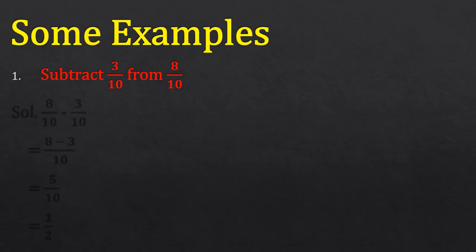You know very well a number written after "from" we will write down first in case of subtraction. That means we will here write down 8/10 first. So it is 8/10 minus 3/10. Don't write it like this, 3/10 minus 8/10. It will be wrong. Whenever you are doing subtraction, a number written after "from" we will write down first. So it is 8/10 minus 3/10.